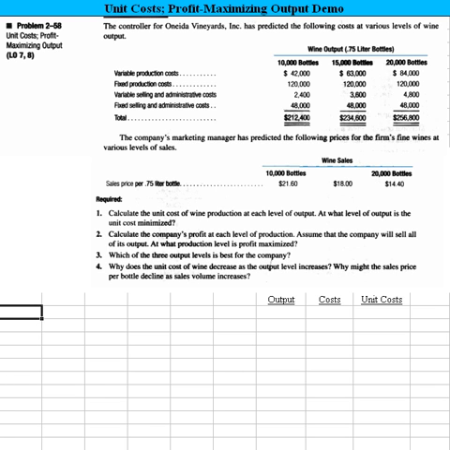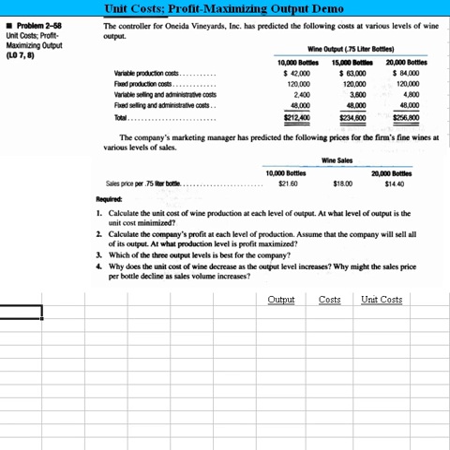Hi everyone, I'm going to work through a demonstration of unit costs and profit maximizing output, and the problem appears in front of you labeled as problem P2-58. We're looking at the Oneida vineyards, and they've predicted the following costs for various levels of wine output. Now the marketing manager has also predicted prices for the firm's wine at different levels of sales. And we have 4 requirements.